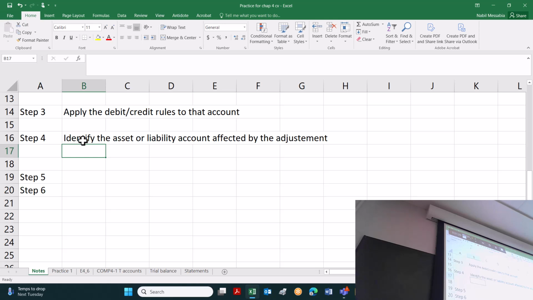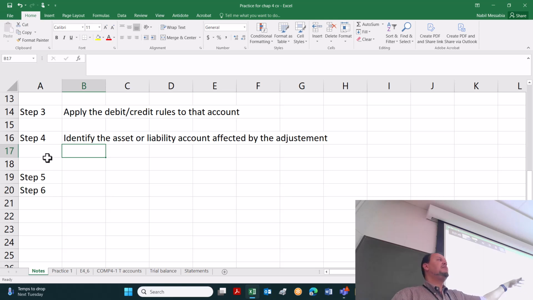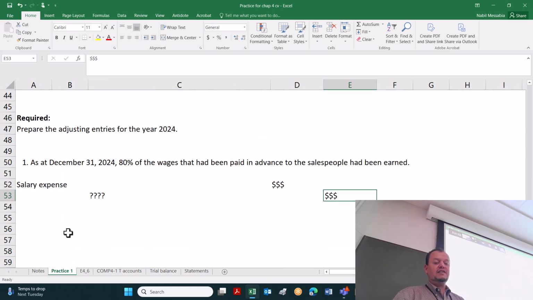The adjustment will only affect, from one side, an expense or a revenue, and from the other side an asset or a liability. That's it. You don't have unlimited choices. You have just two, either an asset or a liability. When you get familiarized with the process, step 4 will remain the most difficult step. All the others will become very easy with practice. This one will remain a little bit confusing.